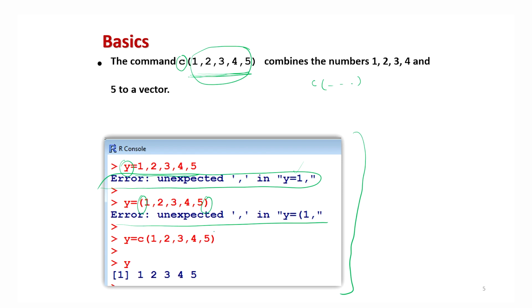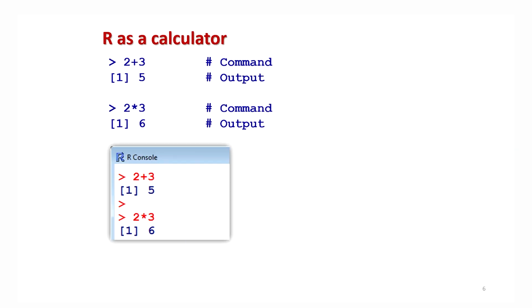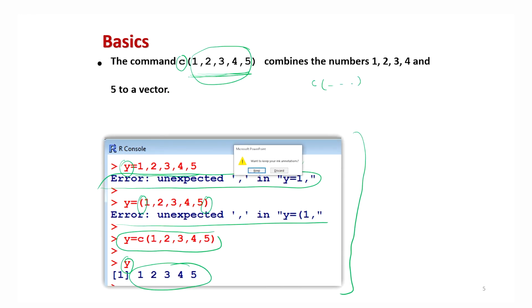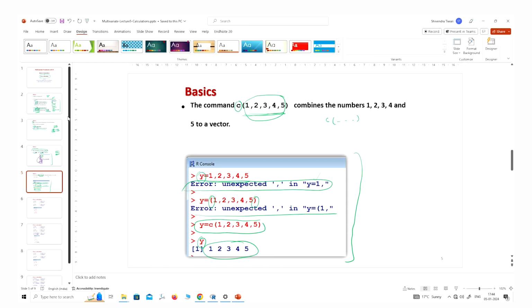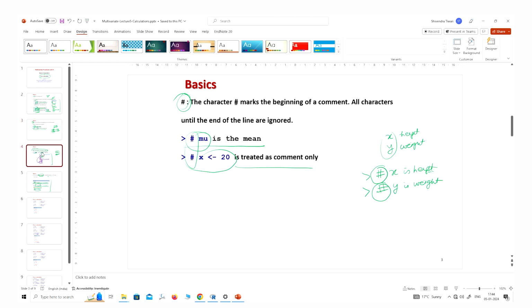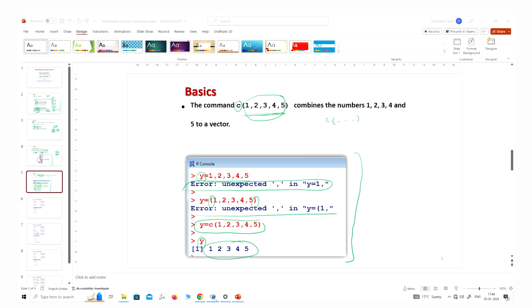But as soon as you write y is equal to c(1, 2, 3, 4, 5), and you try to see the value of y, it will come up. That means this value has been stored inside the R software. Before I move forward, let me show you these things on the R console also, so that you get more confident about it.